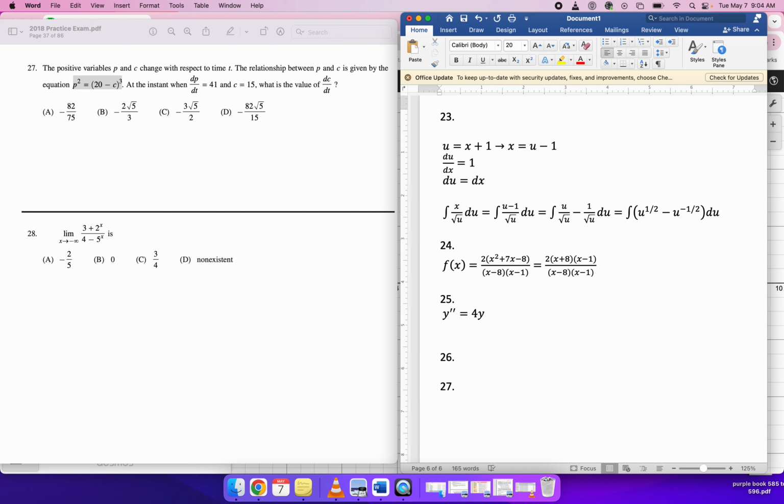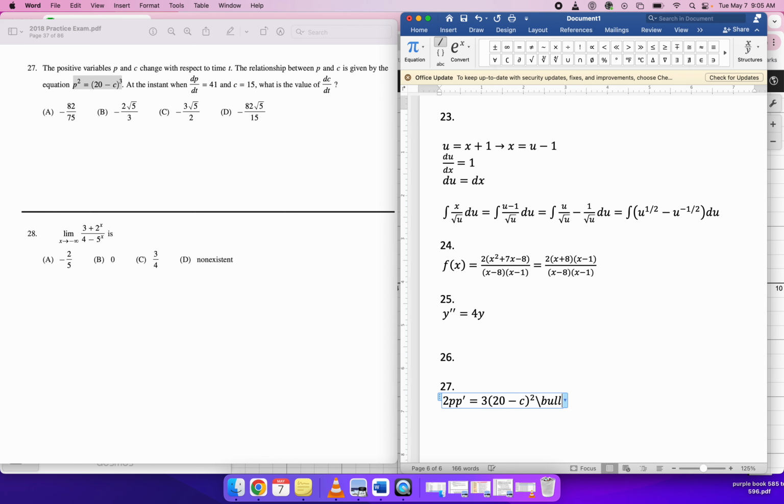So yeah, it's a related rates problem. So just take the derivative of both sides. You get 2p p prime equals 3 quantity 20 minus c squared times the derivative of the inside function, which is negative c prime. So if I plug in everything that I know, that p prime is 41, I know that c is 15, so I get 2p times 41 equals 3 times (20 minus 15) squared times negative c prime.